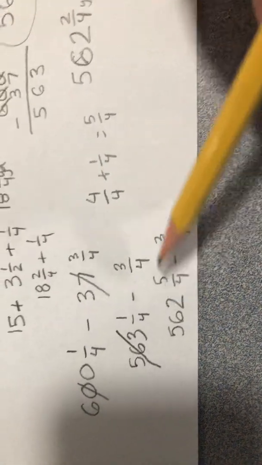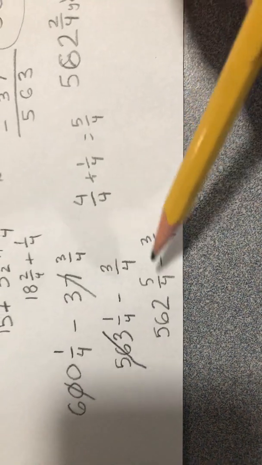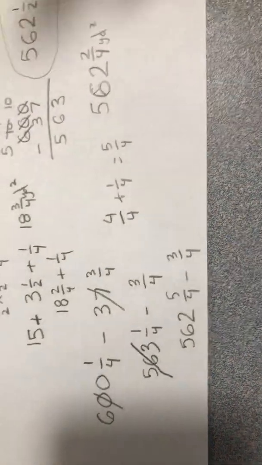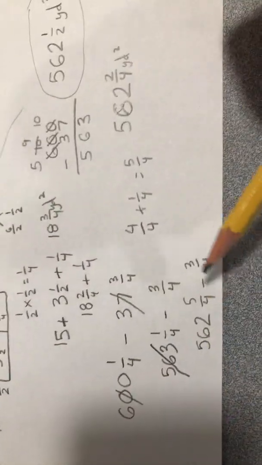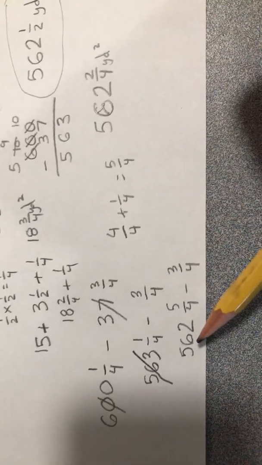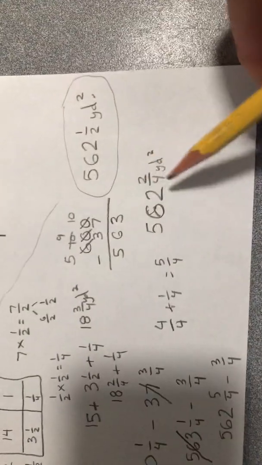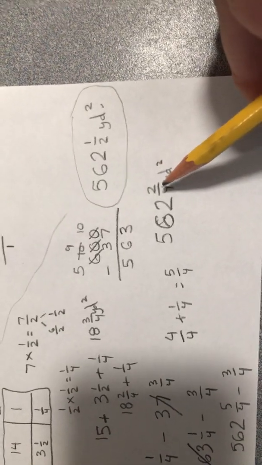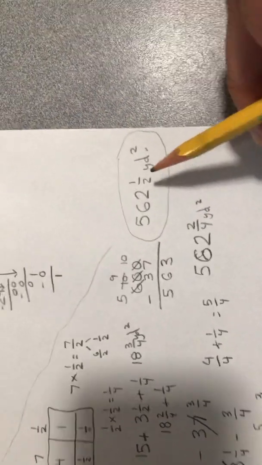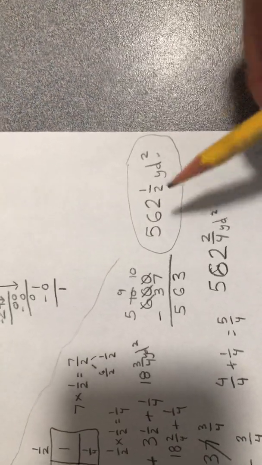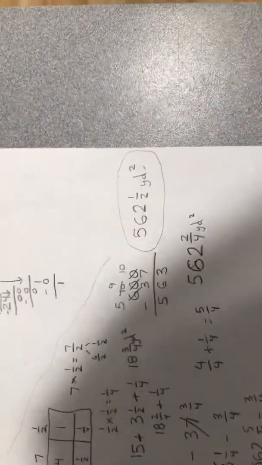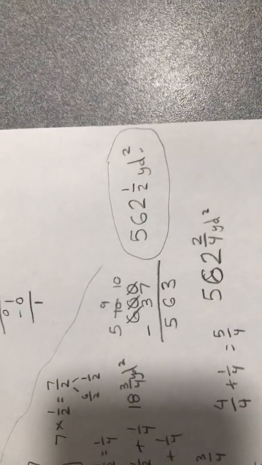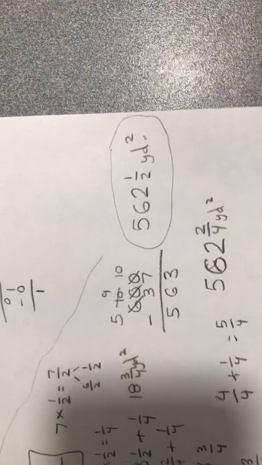And now I can subtract the numerators. 5 minus 3 gets you 2. So that worked out nicely. So I had 562 and 2/4 yards squared. I simplified this fraction because 2 is half of 4. So in the end, I got the answer of 562.5 yards squared. Raise the roof.